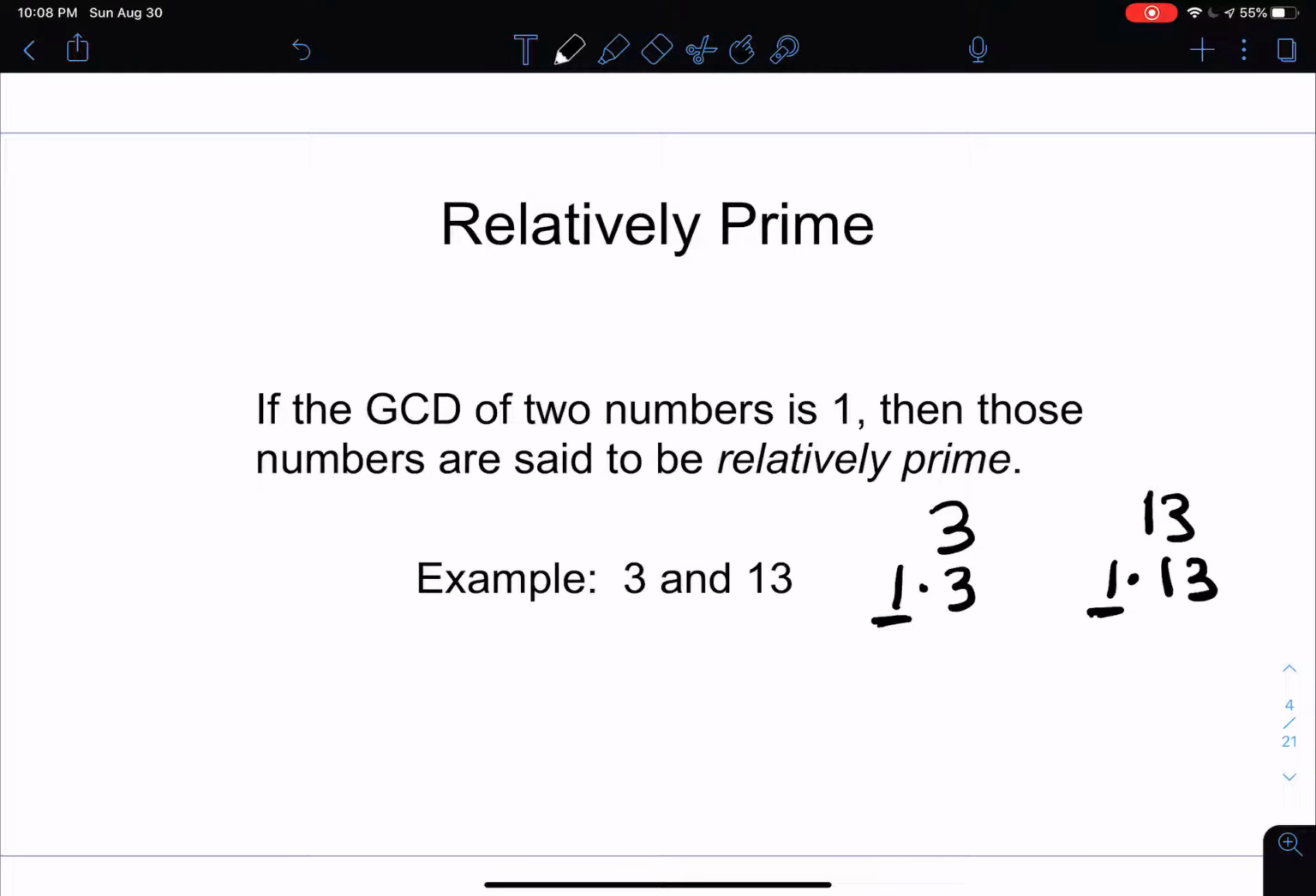And relatively prime numbers don't have to be prime. They can be composite. It all comes down to that greatest common factor being 1.